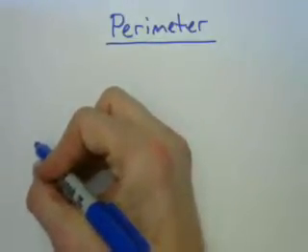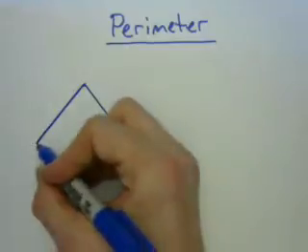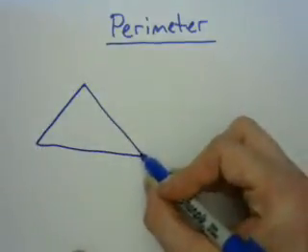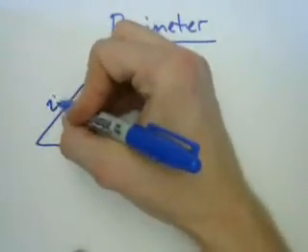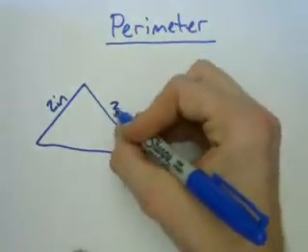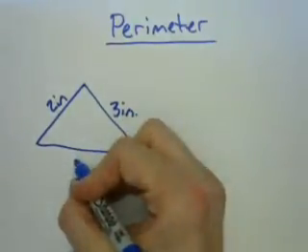So here, let's just make a triangle. A little triangle here, and let's say this is 2 inches. And this side, that side looks about 3 inches. And so does this side.